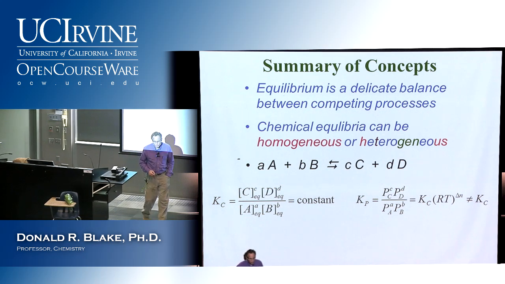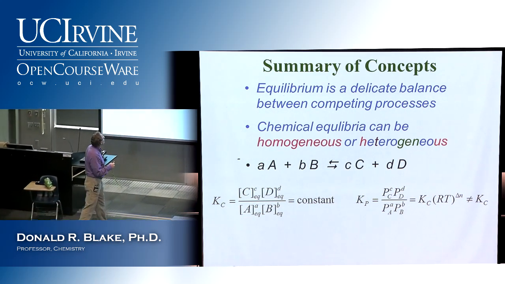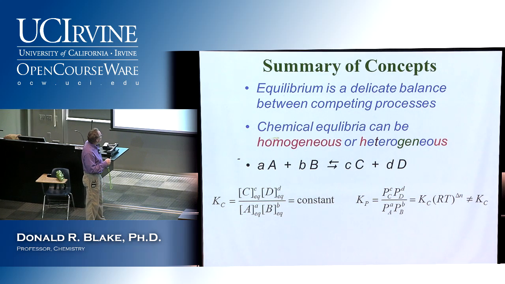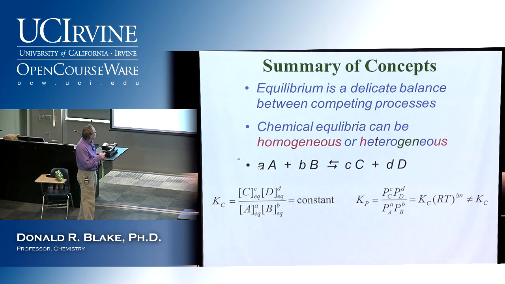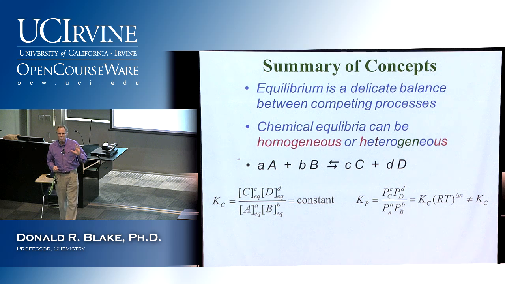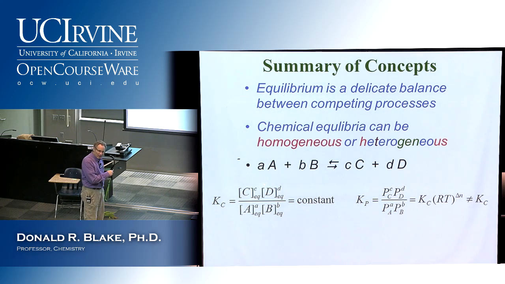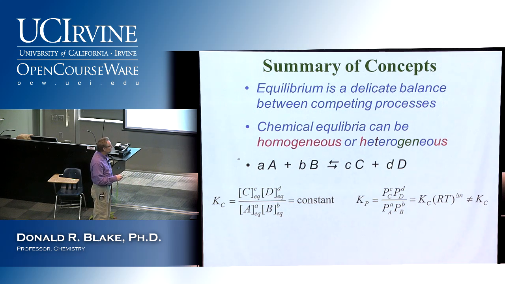I'll review. Equilibrium is a delicate balance. Chemical equilibrium can be homogeneous or heterogeneous. This is the generic way of doing things: little a, big A, plus little b, big B, goes to little c, big C, plus little d, big D, where the capital letters are the actual concentrations or pressures, and the lowercase letters are the coefficients.